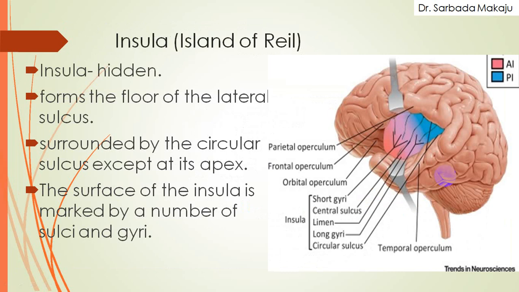Now, I have already talked a little bit about the insula. Now, this is the lip of the lateral sulcus. The lip of the lateral sulcus gets retracted. Within this, there is this portion, which is known as the insula. And insula means it is hidden. This lobe is hidden, and it is present in the floor of the lateral sulcus. It is surrounded by the circular sulcus, except at this area which is known as the apex. The surface of the insula is marked by a number of sulci and gyri.